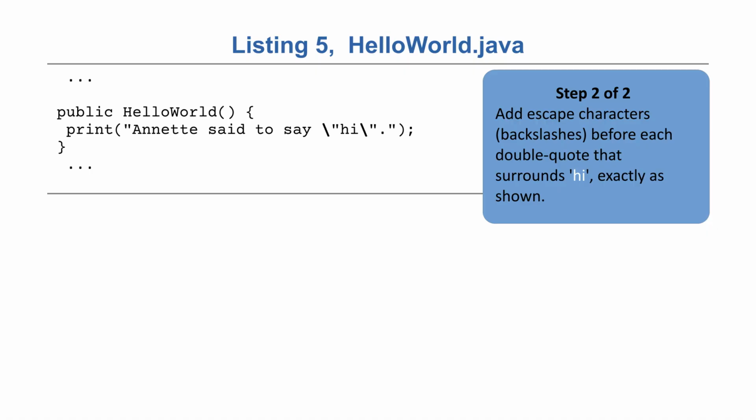The backslash character we used in \n is referred to as the escape character. You'll need to add the escape character before each double quote you want in a string. Otherwise, Java thinks the quotes are there to begin or end the string. Add escape characters, backslashes, before each double quote that surrounds hi, exactly as shown. Run it. What did it do? It should have printed Annette said hi with quotes around the word hi.